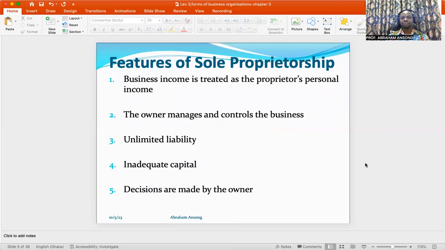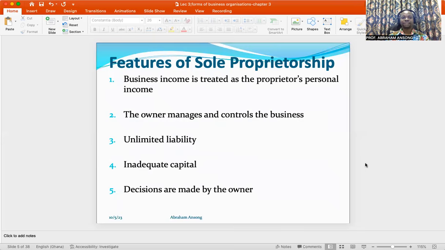That's the first step. So there is no distinction between the income that is coming to the business and the proprietor's personal income. There is no separation. Very soon we'll see a form of business where the ownership is distinct or separate from the business itself. But when it comes to sole proprietorship, every income that is made by the business is as though the income is being made by the proprietor or the owner of that particular business.